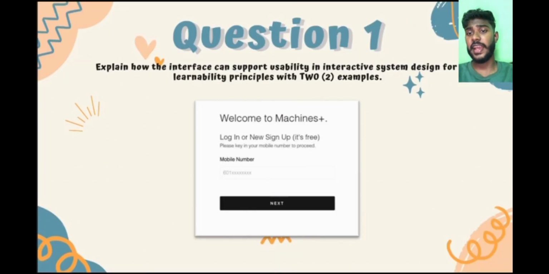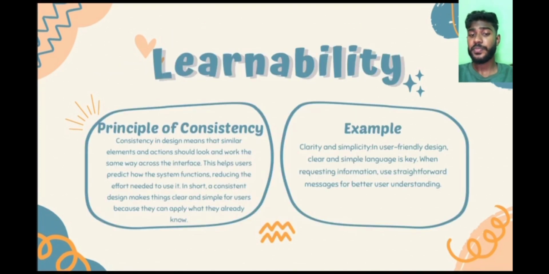The question is: explain how the interface can support usability in interactive system design for learnability principles with two examples. The first principle in learnability is the principle of consistency. Consistency in design means that similar elements and actions should look and work the same way across the interface. This helps users predict how the system functions, reducing the effort needed to use it. In short, a consistent design makes things clear and simple for users because they can apply what they already know.